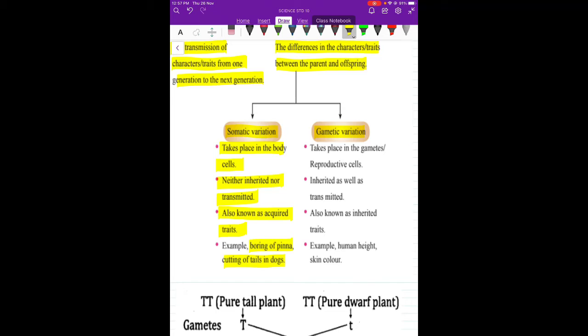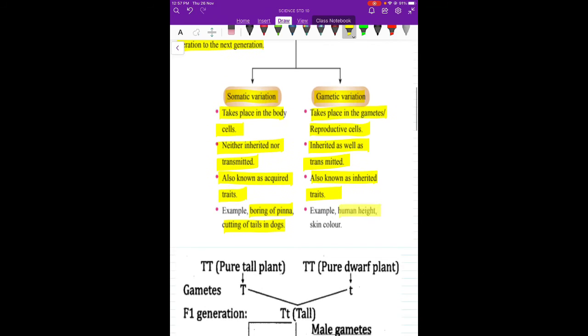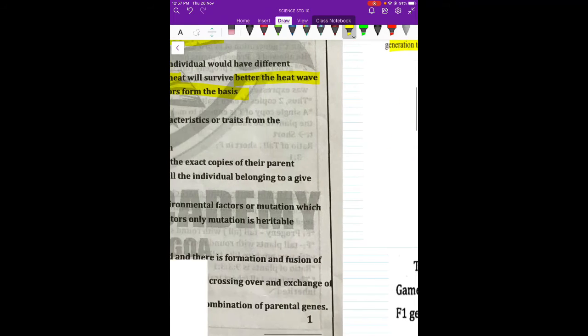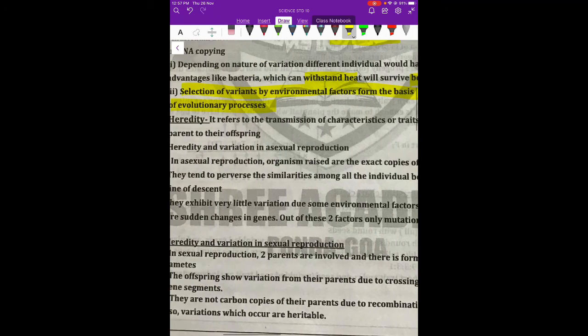Now next is genetic variation. So this is only somatic, it's only for that specific generation. What happens in germ-line variation? It takes place in the reproductive cells or the gametes, and that is why it is transferred during reproduction. It is inherited, so they are also called inherited variations. For example, human height, skin color. Generally a dark-skinned person gives rise to a dark-skinned child, and a fair person will give rise to a fair child. It is general I am talking about. So this is what is called heredity.